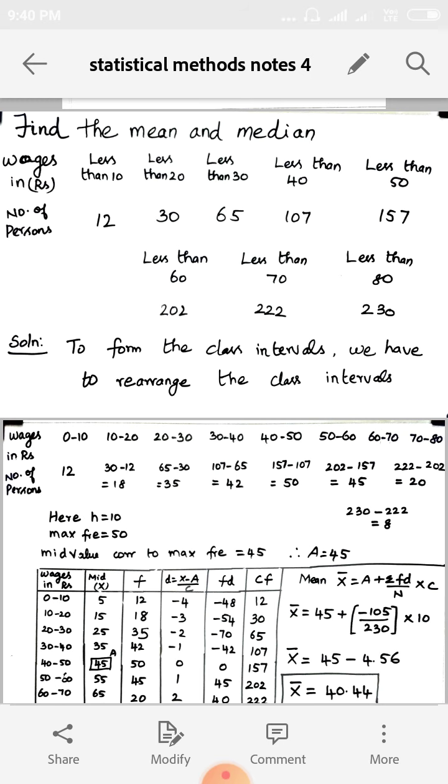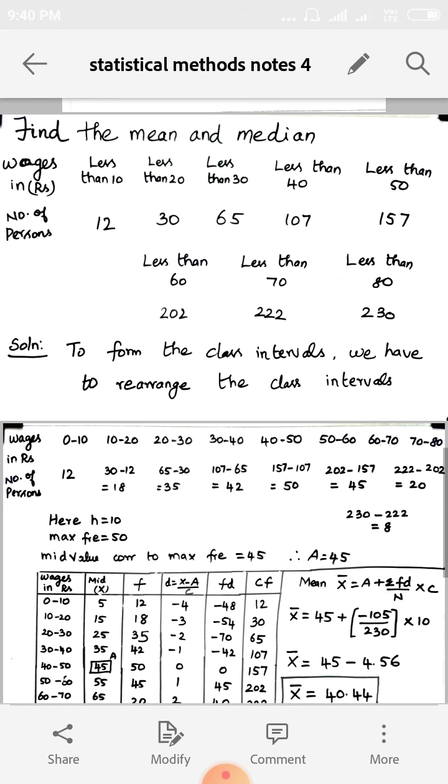Find the mean and median. See the problem, girls. Wages in rupees are given, and number of persons are given. See the class, how is it given like this? The class intervals are continuous only, but they are not given in the direct method. The class intervals are given in less than type: less than 10, less than 20, less than 30, less than 40, less than 50, less than 60, less than 70, less than 80. And the number of persons are 12, 30, 65, 107, 157, 202, 222, 230.